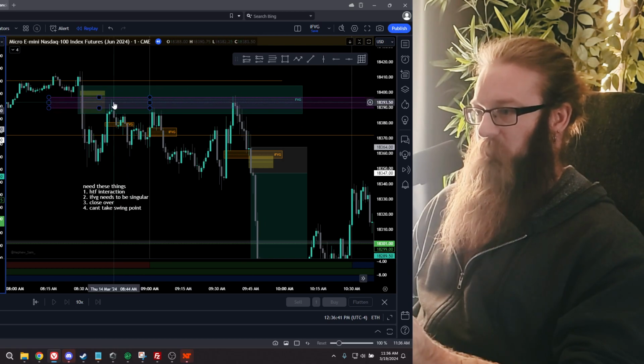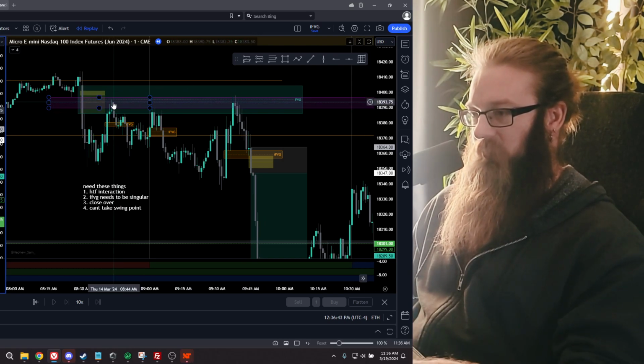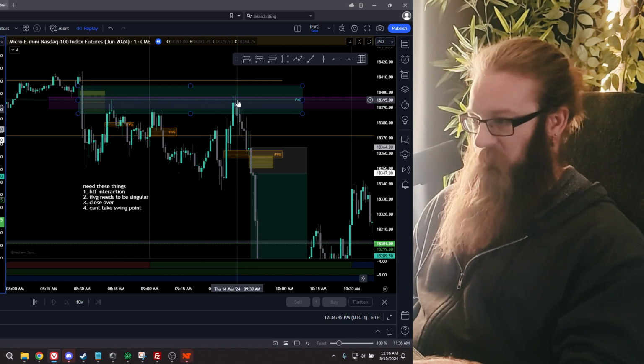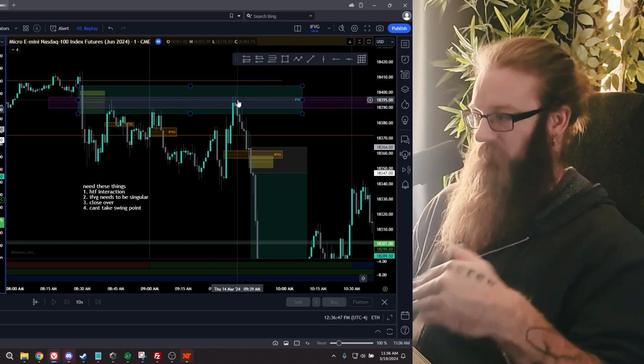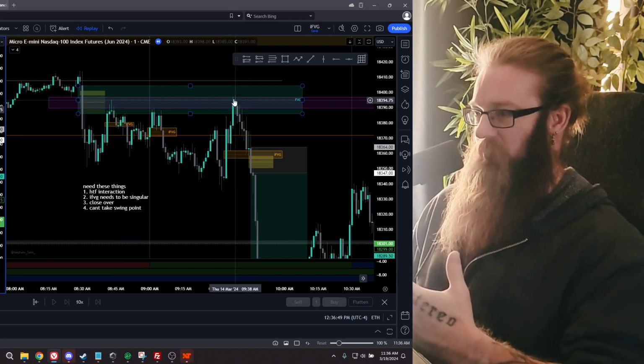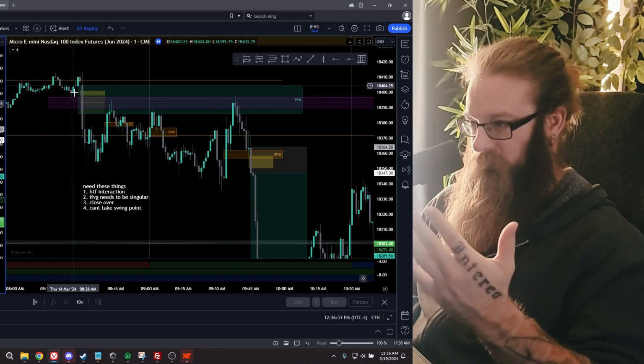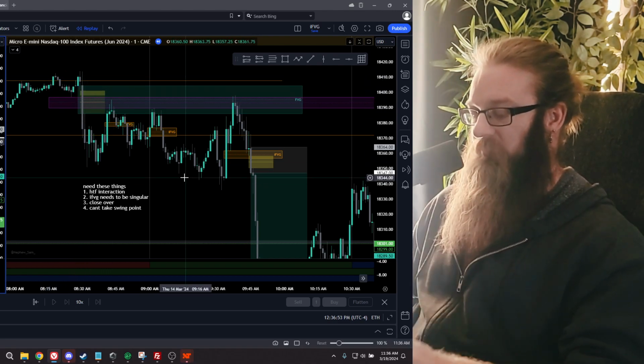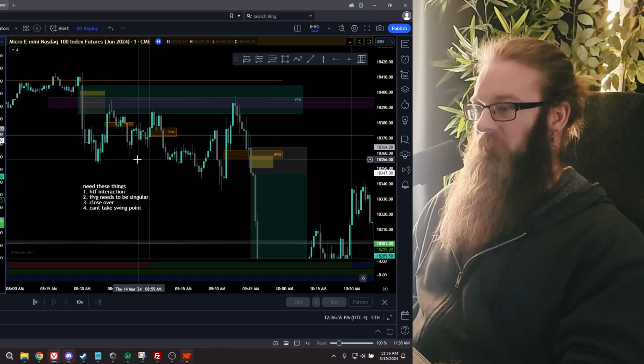It taps this purple area, which is a 15-minute fair value gap, a couple of times. It's being respected. We like that. That's the normal way fair value gaps are used. They're created and then tapped back into to rebalance them.